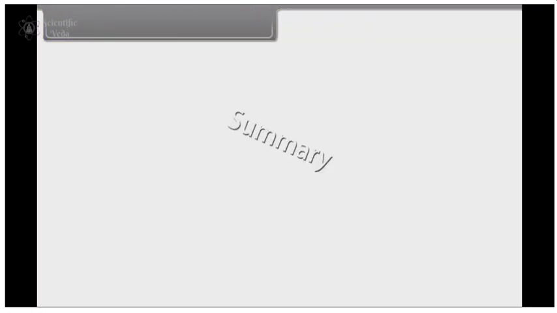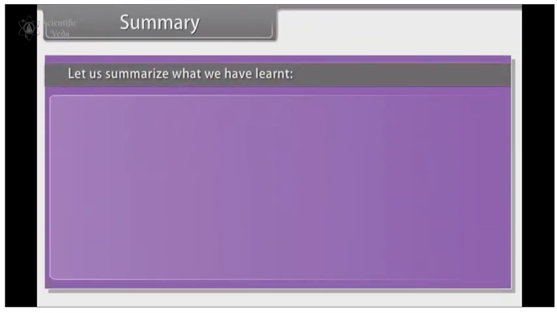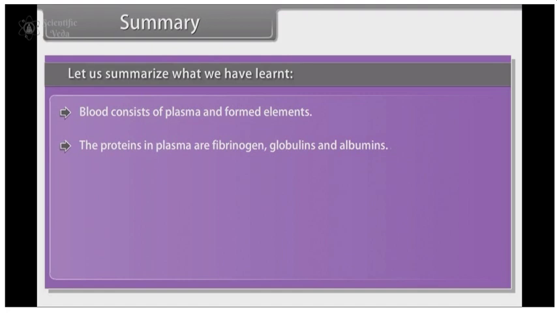Summary. Let us summarize what we have learned. Blood consists of plasma and formed elements. The proteins in plasma are fibrinogen, globulins and albumins. Formed elements are erythrocytes, leukocytes, and platelets.